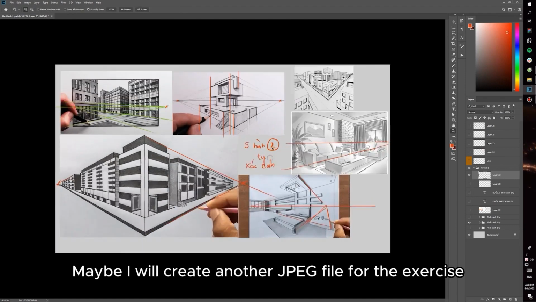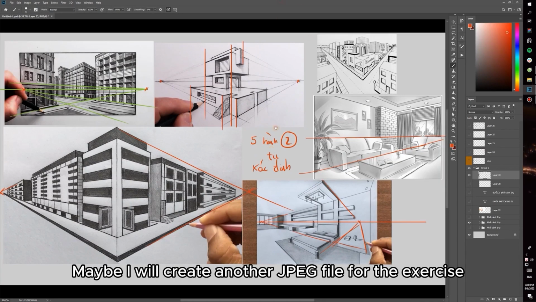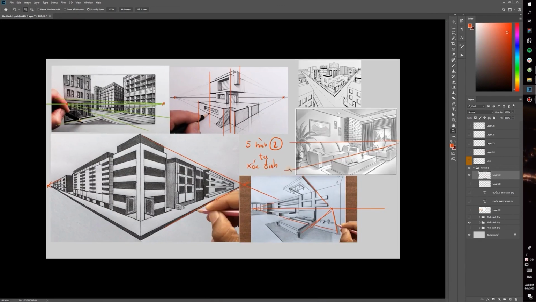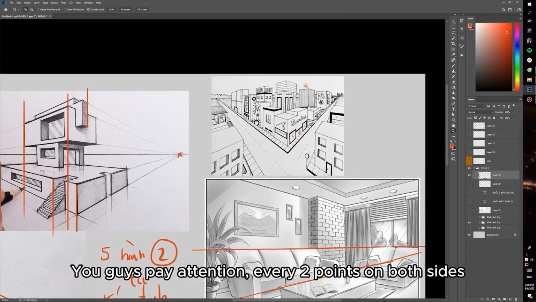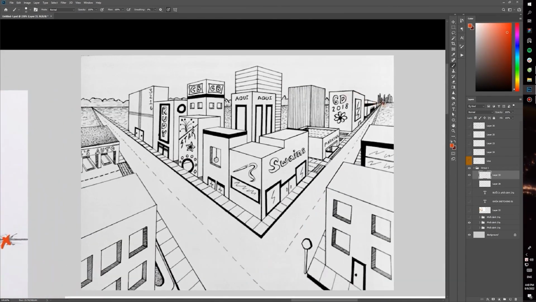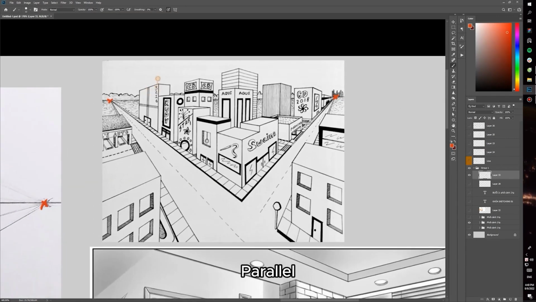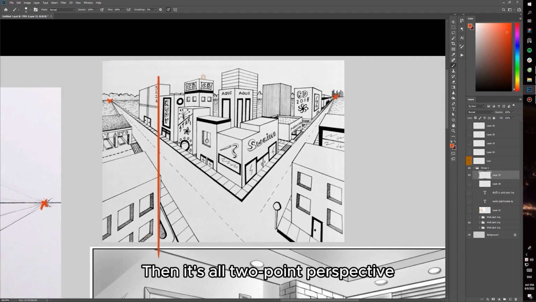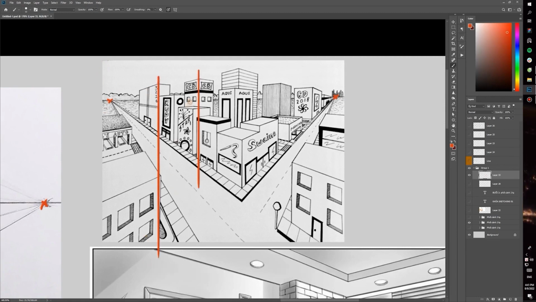Maybe I will create another video file for the exercise, so you guys don't look messy like this. You guys pay attention, every 2 points on both sides. And the heights are straight lines, parallel with the outer edge of the picture. Then it's all 2-point perspective.